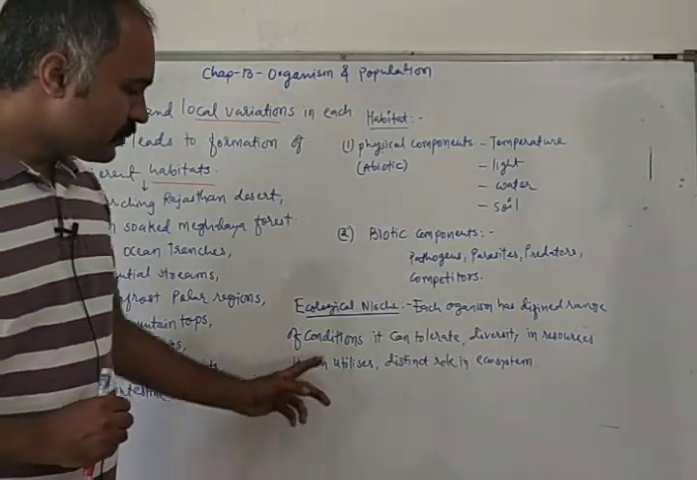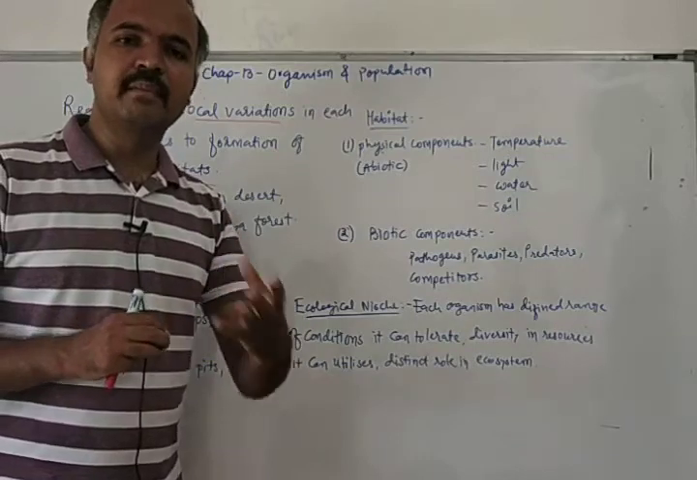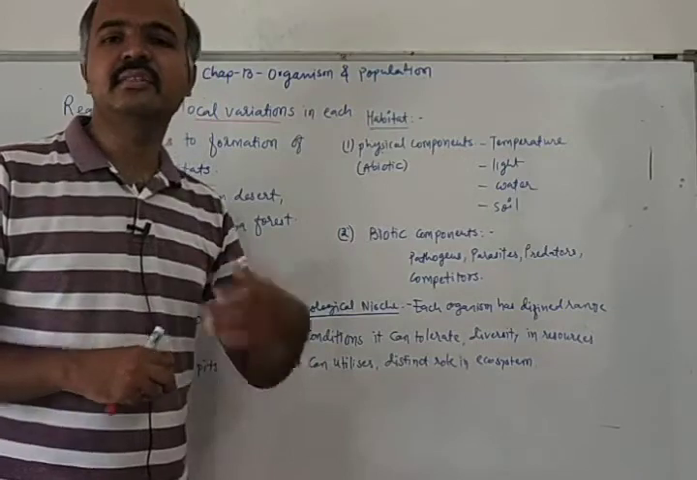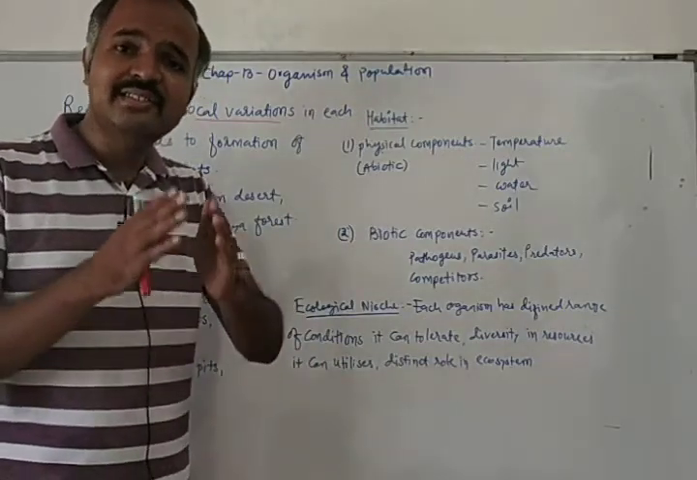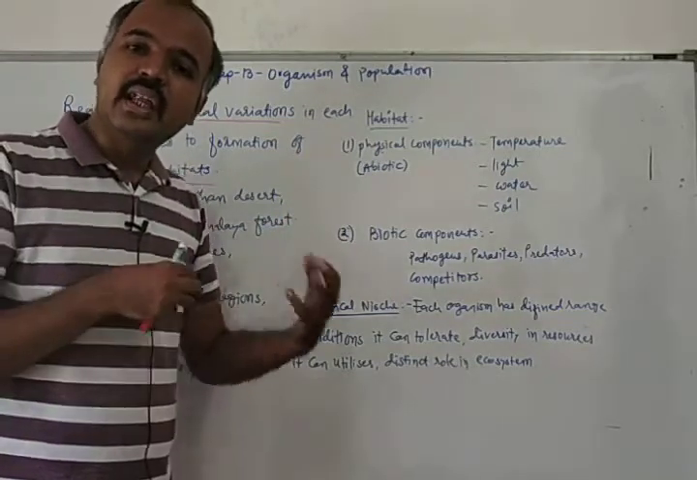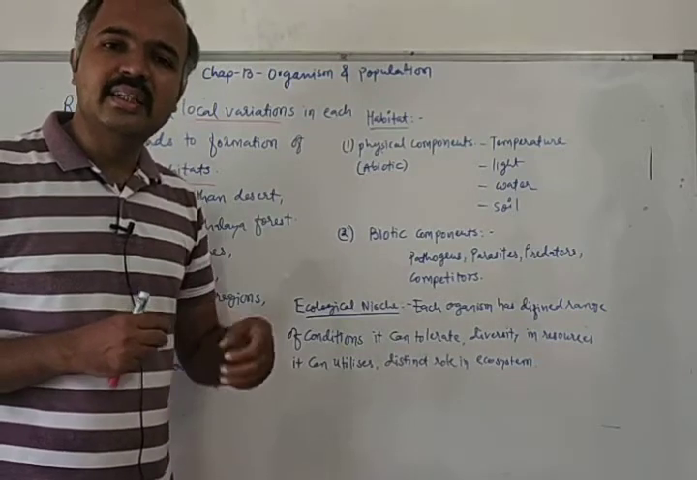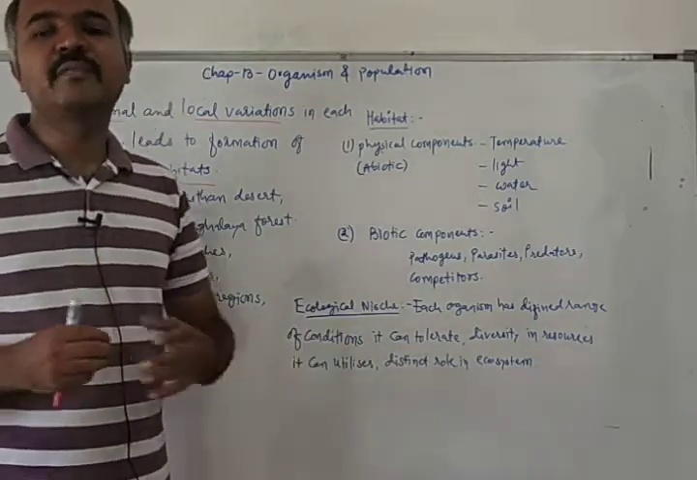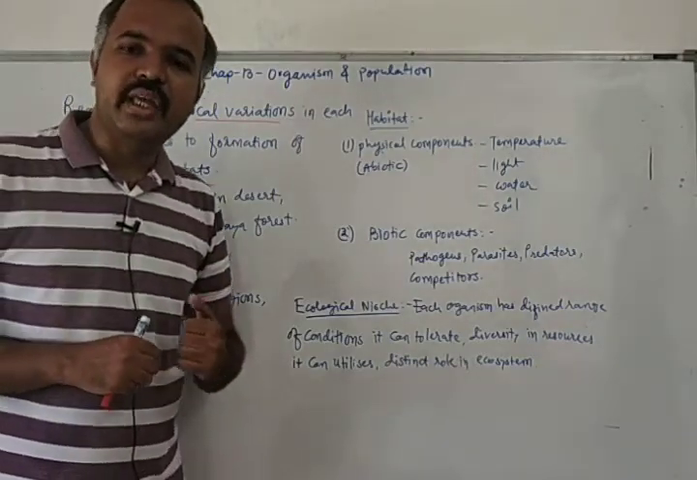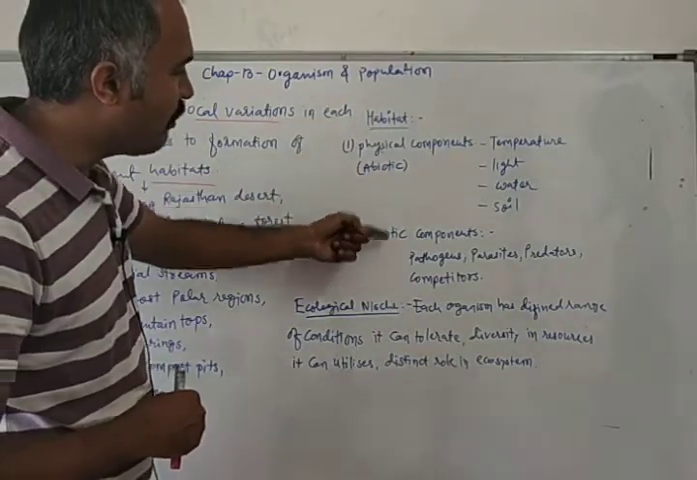So what is meant by distinct role? Say for example, deer is a herbivore in the ecosystem, plant is a producer, and lion is a carnivore. That is their role. So the role of an organism in any ecosystem, the diversity in the resources that it can utilize, as well as the defined range of conditions that it can tolerate, all together will form the ecological niche of any organism.